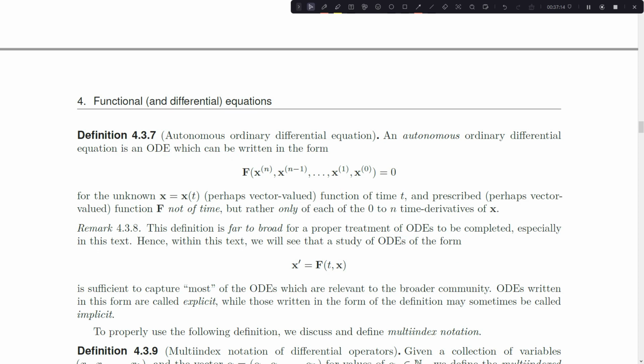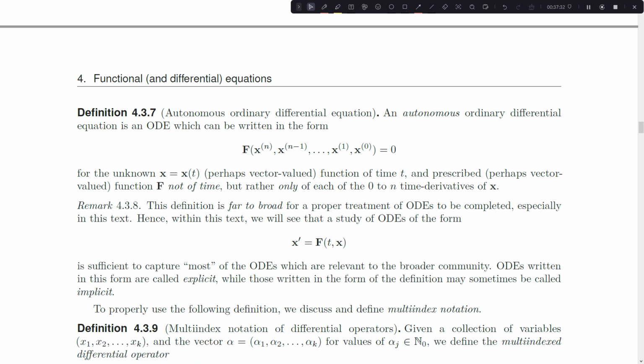Okay. And then very quickly, I know this is a bit of an aside and the video is going fairly long, I'm going to discuss what's called multi-index notation for differential operators. And this is just to introduce you to PDEs. We're not going to be tackling PDEs in this course, but it's nice for you to at least see what they look like in general.